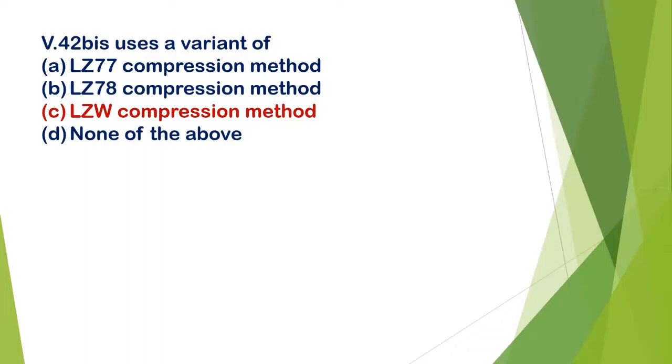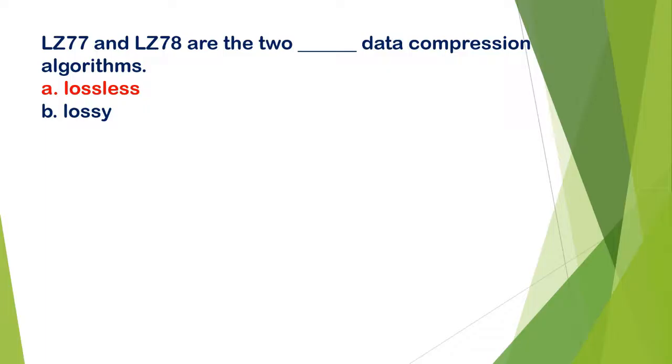V.42 bis used a variant of A. LZ77 compression method, B. LZ78 compression method, C. LZW compression method, or D. None of the above, and the correct option is C, LZW compression method. LZ77 and LZ78 are the two dash data compression algorithms. A. Lossless, B. Lossy, and the correct option is A.